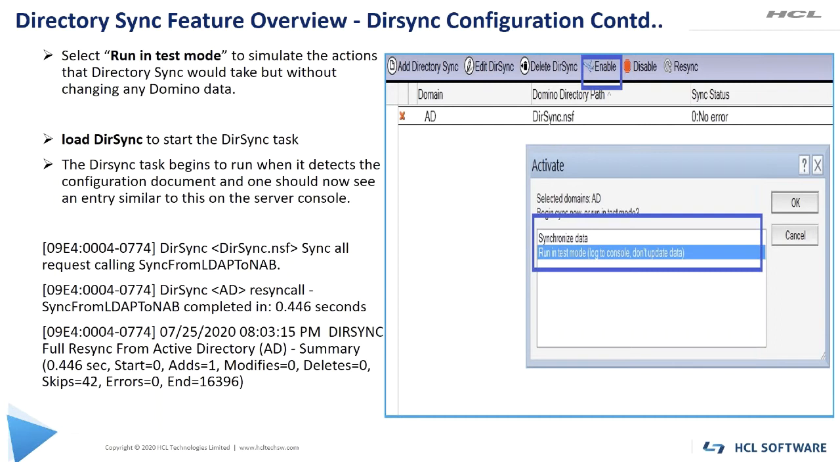After enabling the DIRSync, the next step is to load the DIRSync task on your admin server. You can run the command load DIRSync to start the task. When you start the admin server next time, the server will automatically start the DIRSync task if it finds a DIRSync configuration document. Here you can see a sample console log once you enable DIRSync to synchronize data.